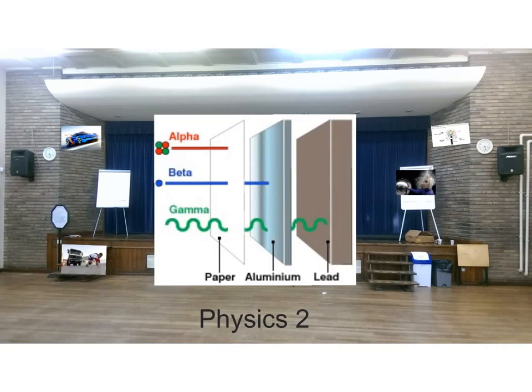A magnetic or an electric field can be used to separate a beam of alpha, beta and gamma radiation. Alpha, beta and gamma radiation ionize substances they pass through. Ionization in a living cell can damage or kill the cell.